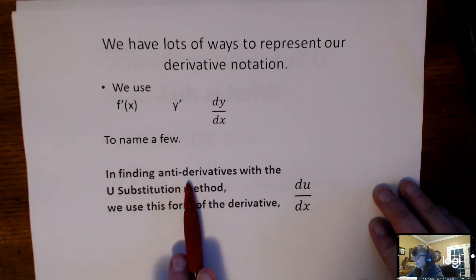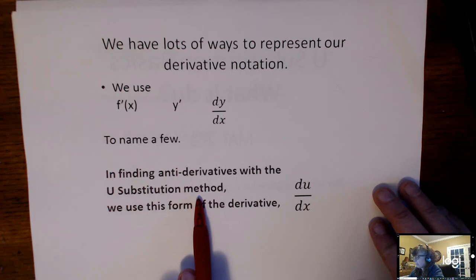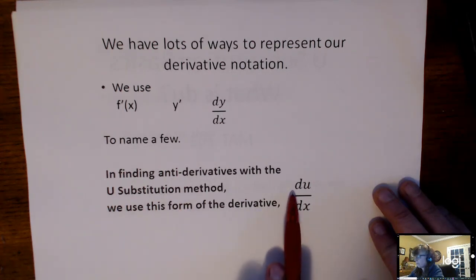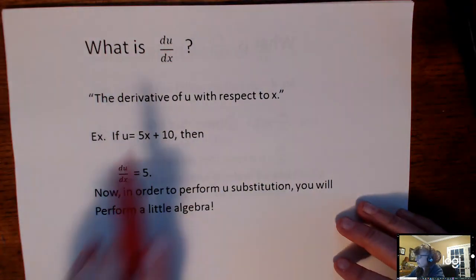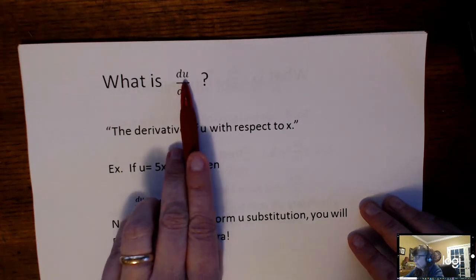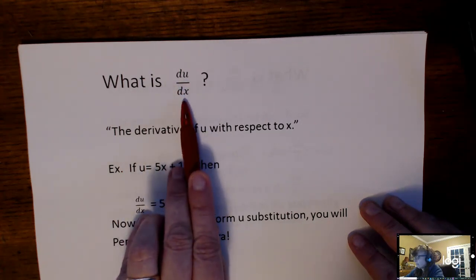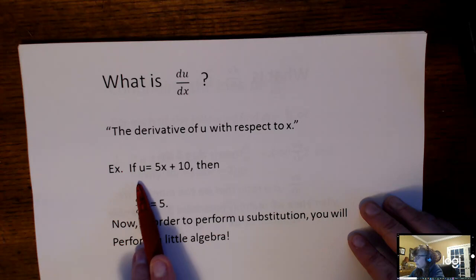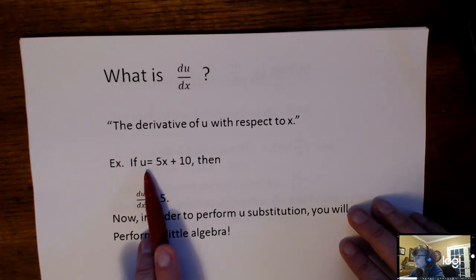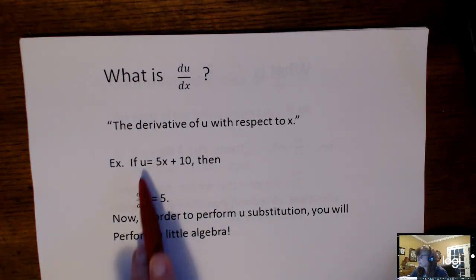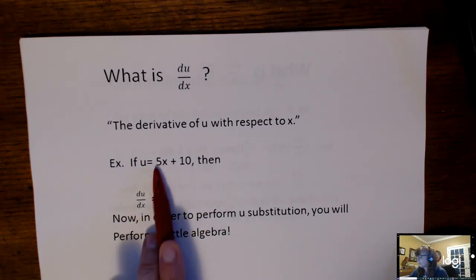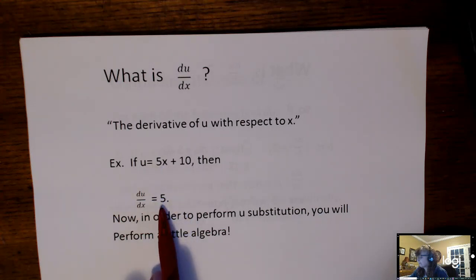In finding the antiderivatives with the U substitution method, we're going to use this form of the derivative of u with respect to x, so du over dx. So what is the derivative of u with respect to x? What we're going to see is that if we let u equal 5x plus 10, then the derivative of u with respect to x is equal to the derivative of 5x, which is 5, and the derivative of 10 is nothing.